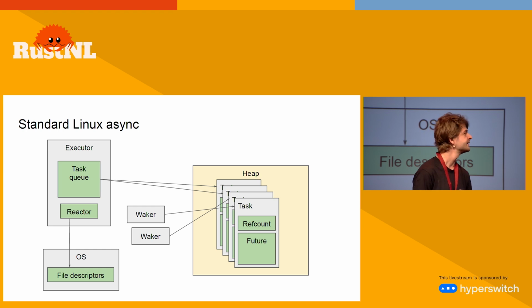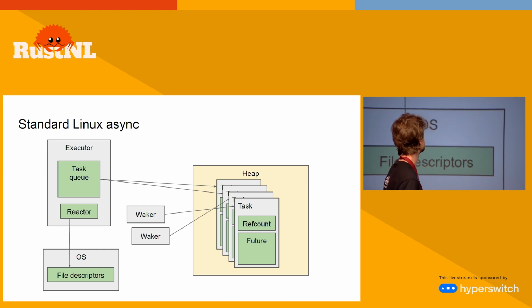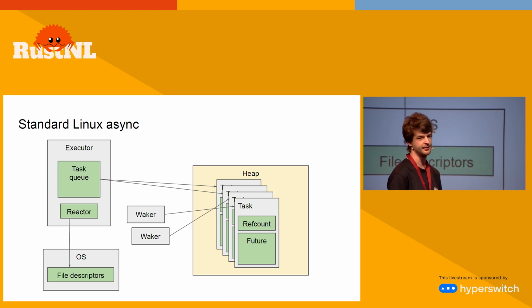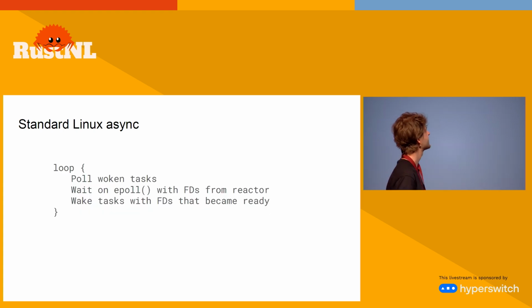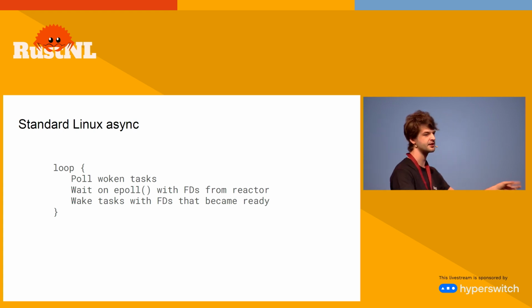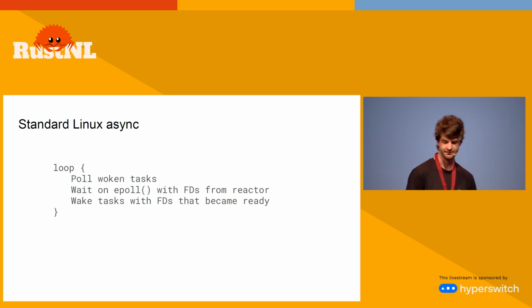And all these tasks, when polled, register their file descriptors into something commonly called a reactor, which is usually driven as part of the executor. The reactor collects all the file handles and then tells the OS, hey, I've polled all these tasks, they're waiting on all these file descriptors, and then you do a single system call saying, hey, please notify me when one of these file descriptors becomes ready. So the main loop of the executor looks something like this.